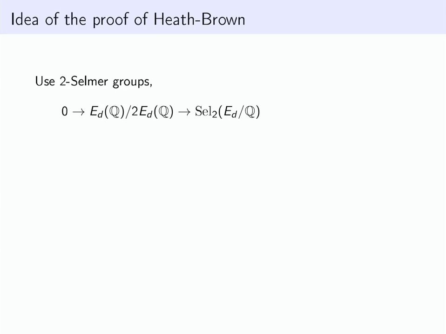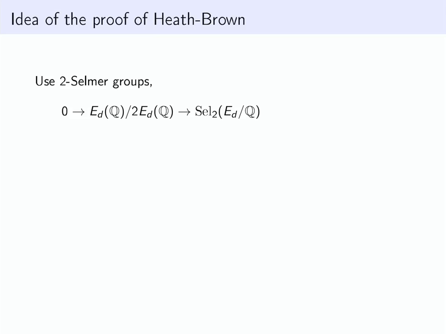But the important thing to know is that the Mordell-Weil group sits inside the two Selmer group. So in particular, if you look at E mod 2E, this embeds into the two Selmer group. You want to think about this as saying, we want to understand the Mordell-Weil group, which is very hard to get our hands on explicitly. We want some way of putting it into something which we do understand. And that's what this two Selmer group is supposed to do.